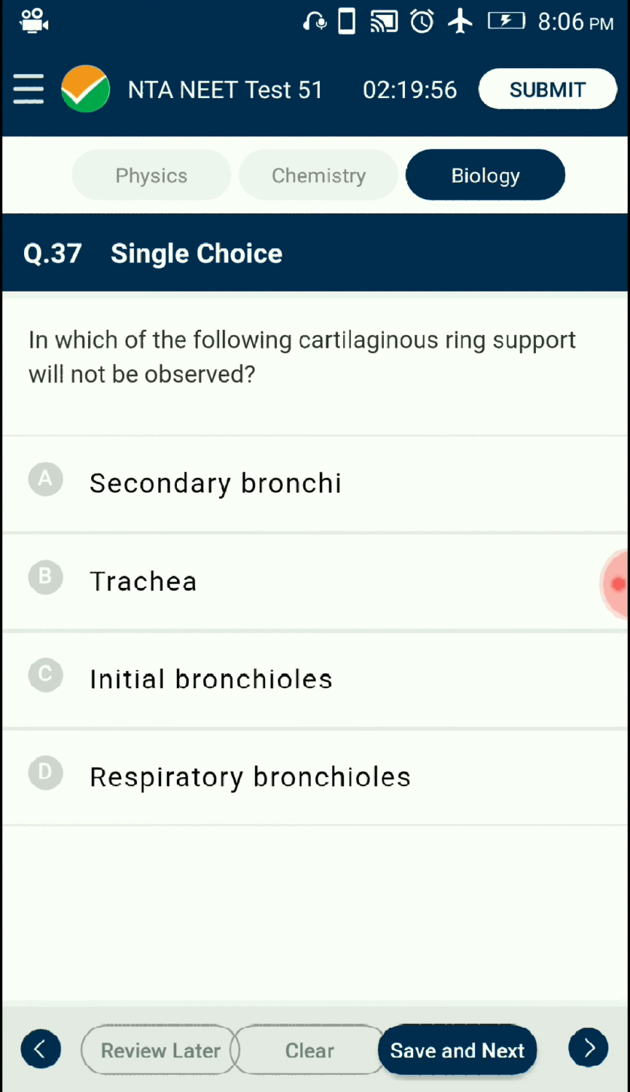Question number 37. In which of the following will cartilaginous ring support not be present? Cartilaginous ring structures are found in the tubes of the respiratory system to prevent their collapse. It is present in the trachea, 2 initial branches of bronchi along with the secondary and tertiary bronchi. The initial bronchioles also have it. The terminal bronchioles do not have any rings and they give rise to a number of vascularized structures called alveoli. The terminal bronchioles are also called the respiratory bronchioles. So the answer is option D, respiratory bronchioles.